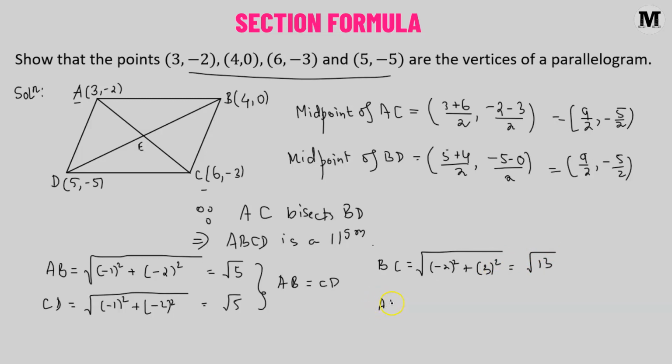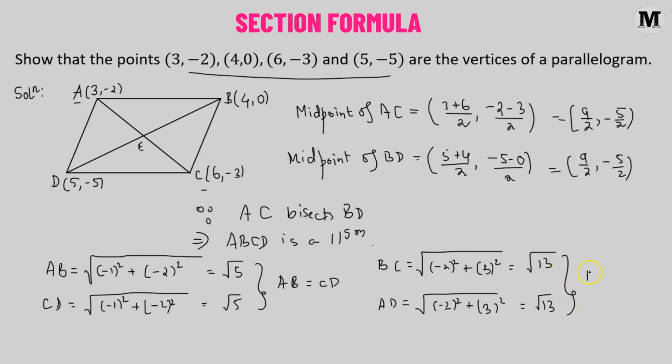And then we find the length AD. So AD is going to be, we take the square root. Underneath the square root, we have the difference of the x coordinates. So that's -2 squared. And then the difference of the y coordinates. So that's going to be +3 squared. So this is also giving us a length square root of 13.